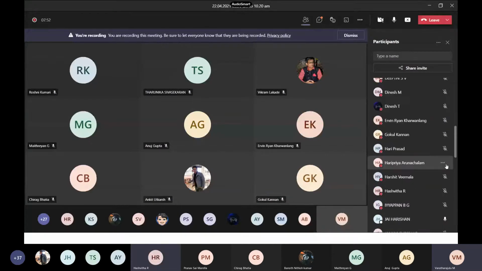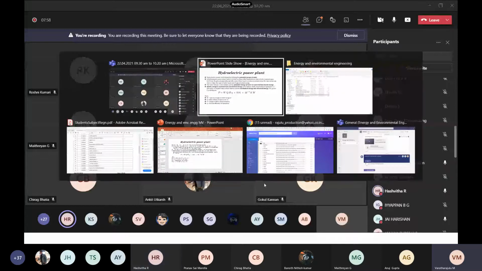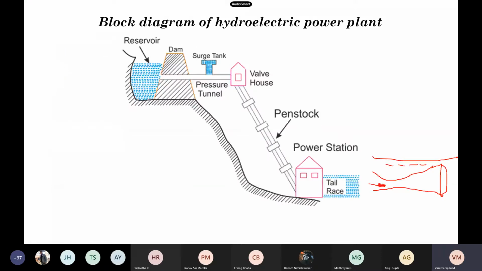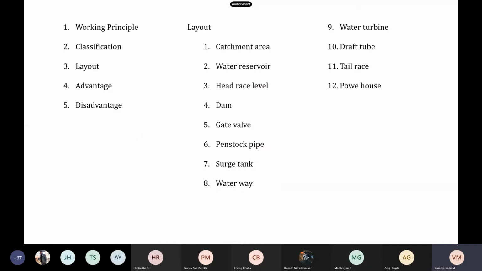This is what we have seen in the last class: during examination, these are the contents you need to perform. You have to start from working principle, classification, layout, advantage, and then disadvantage. Under layout, you have to discuss the various factors related to the environment and surroundings, that is, catchment area, water reservoir, head race level, dam, gate, wall, penstock, surge tank, waterway, water turbine, draft tube, tail race, and powerhouse.